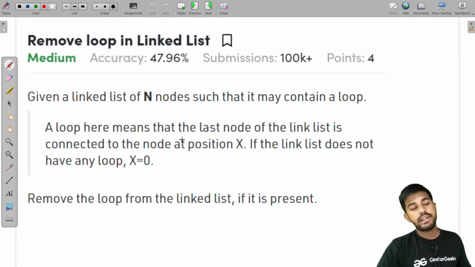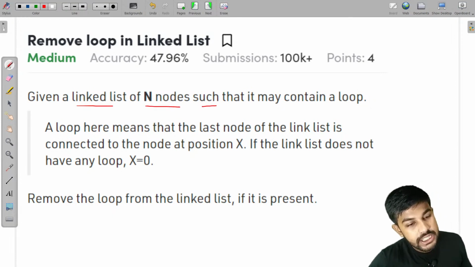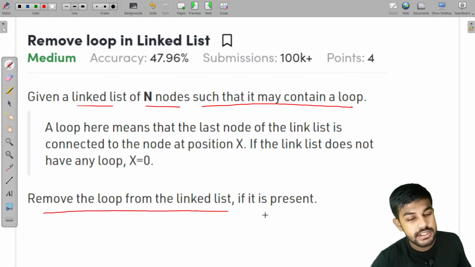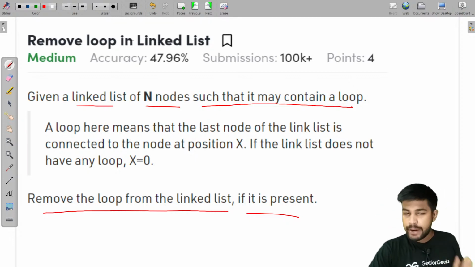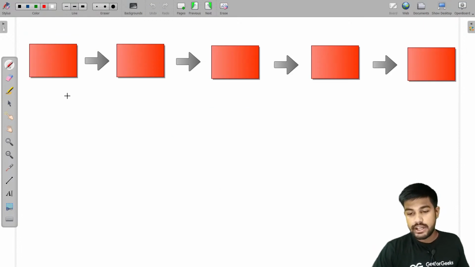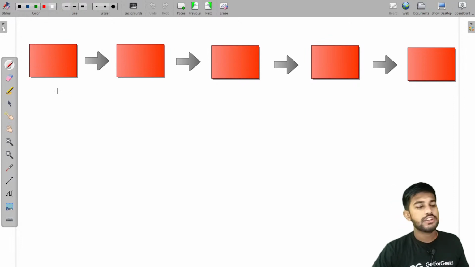What the question is telling us is we are given a linked list of n nodes such that it may contain a loop. Remove the loop from the linked list if it is present. The question is simple, but if you have not understood it, let us understand it visually. We have a linked list like this. I have not written the data contents of the linked list because it won't affect our answer in any way. So now this is a linked list.